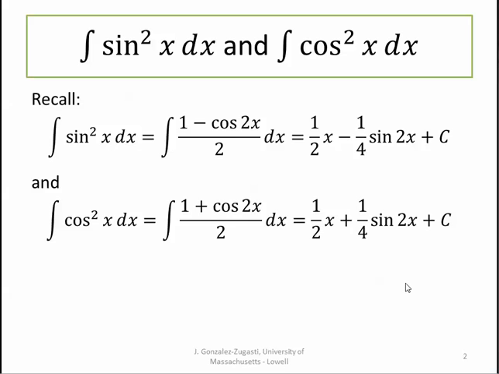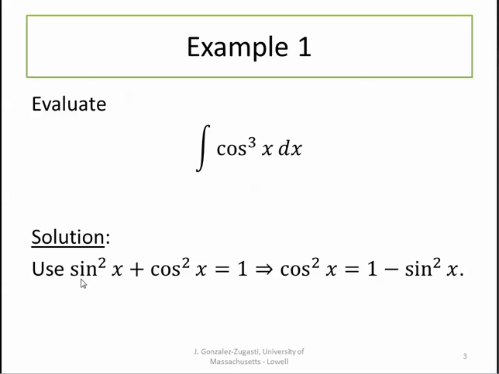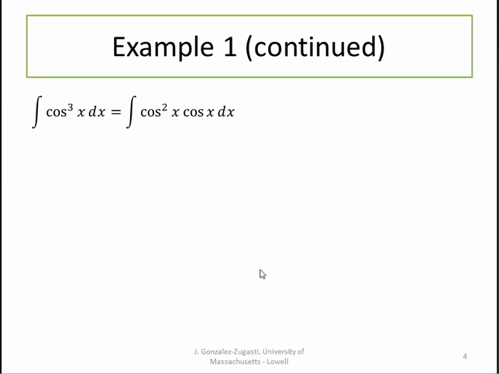Alright, how about if we had a power of 3? Let's evaluate the integral of cosine to the third power x. The way we're going to attack this is we're going to use another trig identity, the Pythagorean identity that says sine squared x plus cosine squared x is equal to 1. Or just rewriting it, cosine squared of x is equal to 1 minus sine squared x. So we take our integral of cosine cubed x, rewrite it as the integral of cosine squared x times cosine x, and make our substitution for cosine squared x of 1 minus sine squared x.